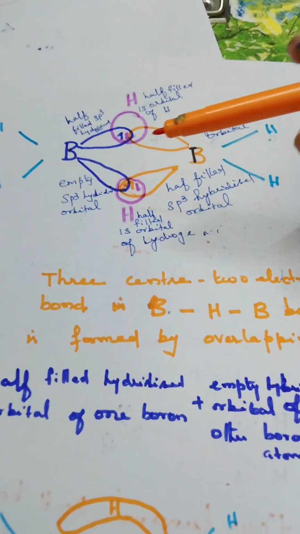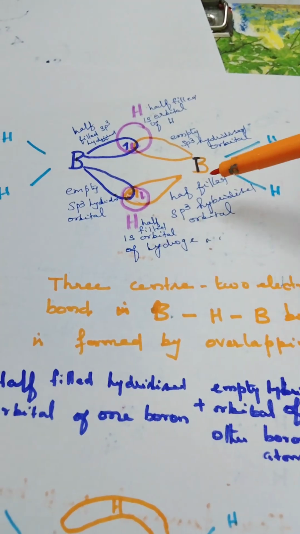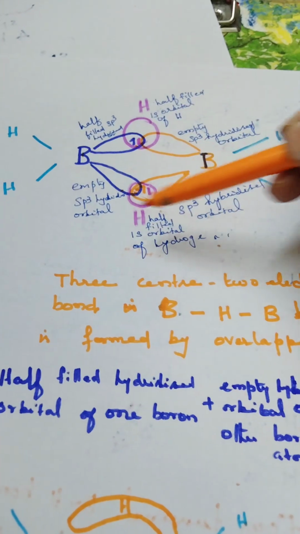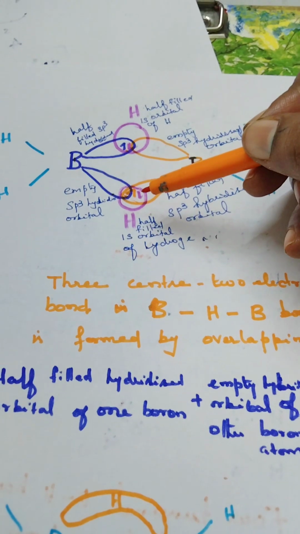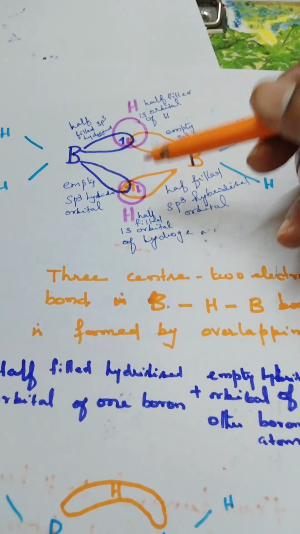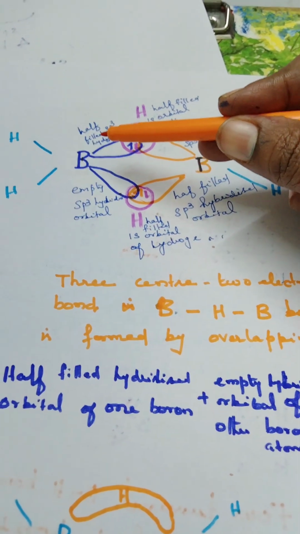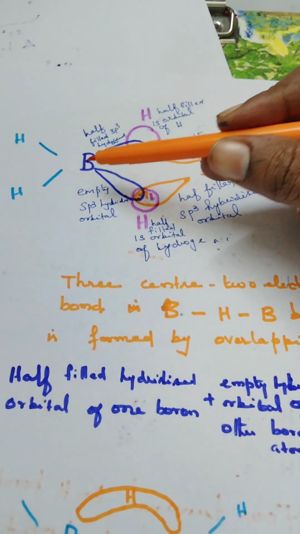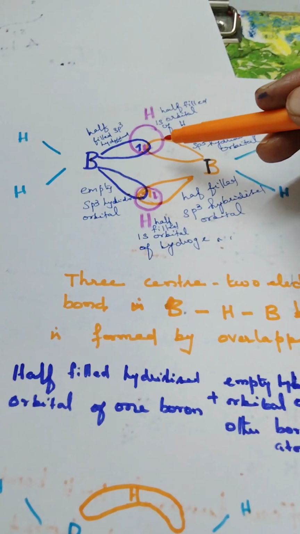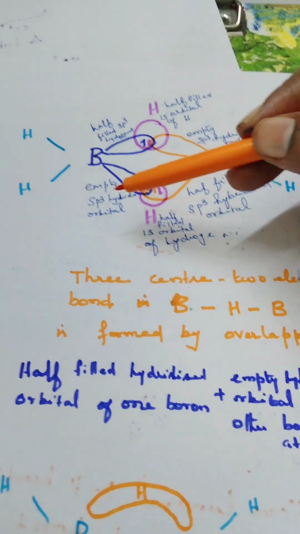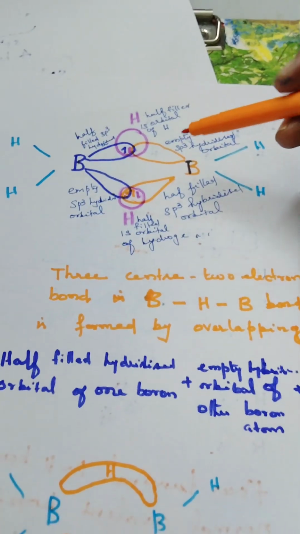So this one is called a 3-centered 2-electron bond. Why? This one is one center, hydrogen is another center, and the other boron is the third center. 3 centers, but how many electrons are involved? Only 2 electrons are involved. Actually B2H6 is an electron deficient compound. So here also, B2 has 3-center 2-electron bonds. One center, another center, third center. 3 centers, but how many electrons are involved in the bond formation? Only 2. 3-center 2-electron bond, that is the BHB bond. 2 BHB bonds are present.